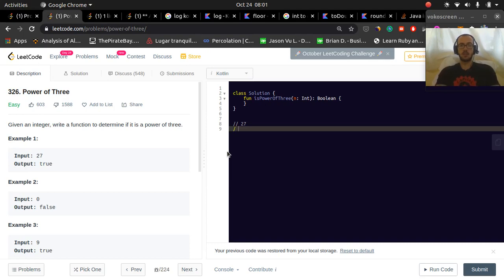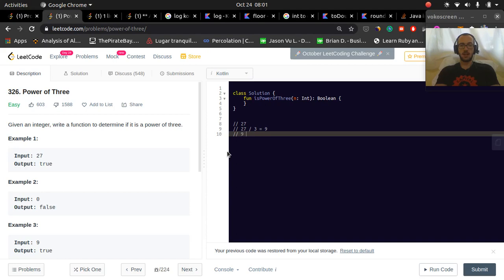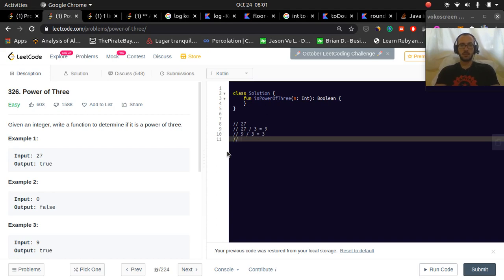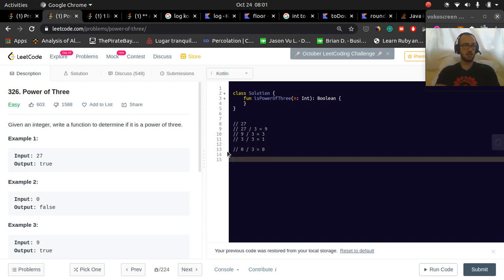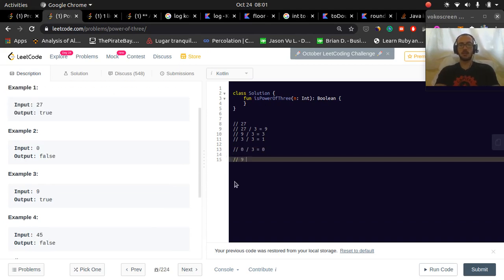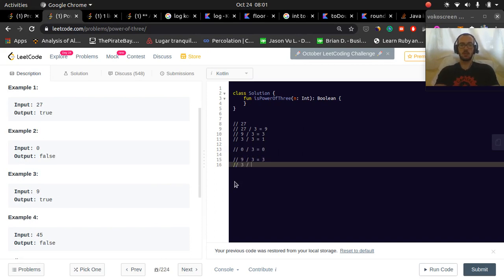Well, 27 divided by 3 is 9. 9 divided by 3 is 3. And 3 divided by 3 is 1. Okay. Let's do another one. 0 divided by 3 is 0. Okay. 9. So 9 divided by 3 equals 3. 3 divided by 3 equals 1.